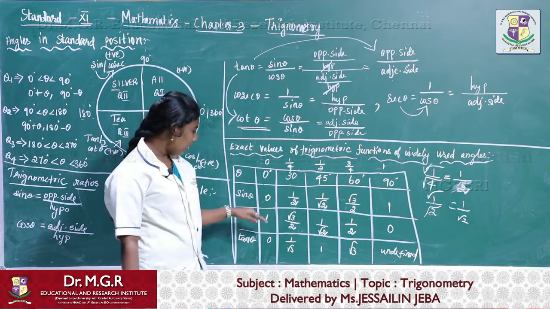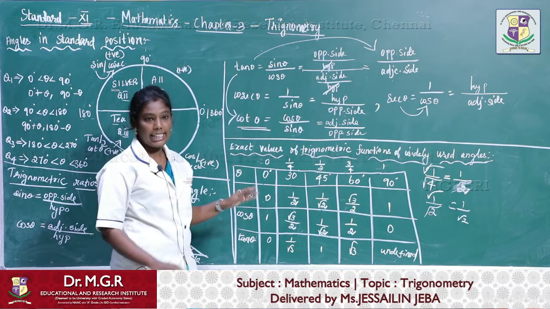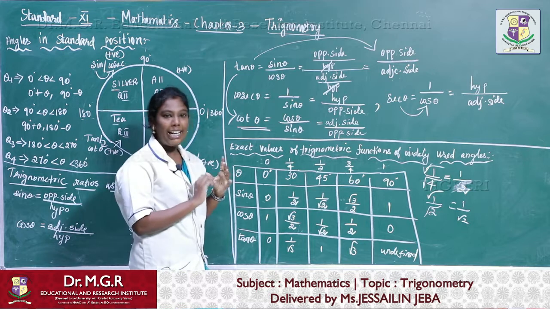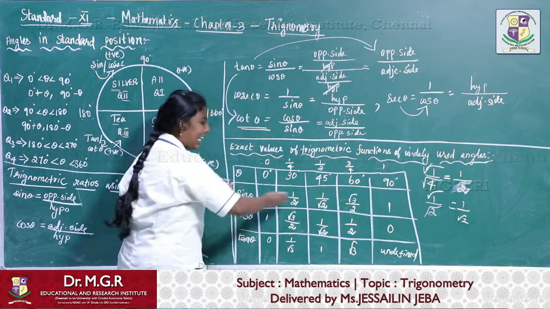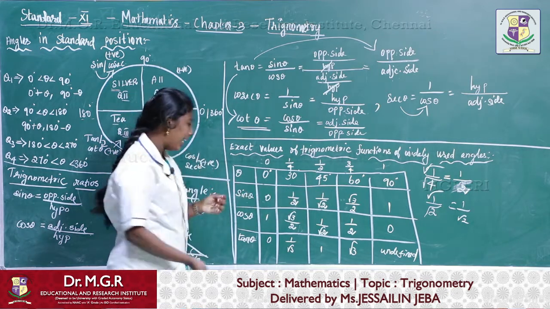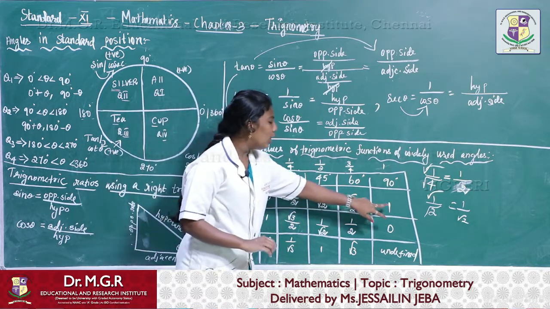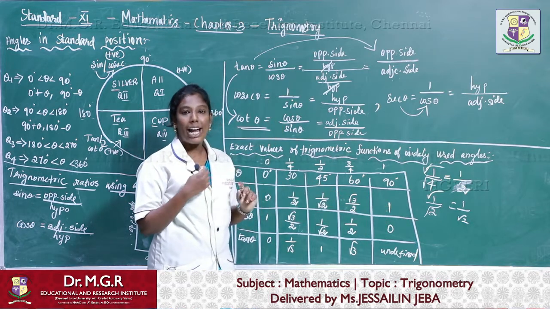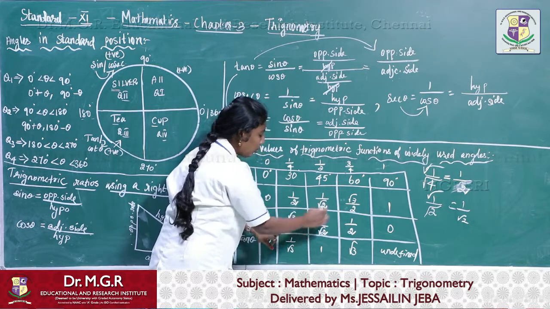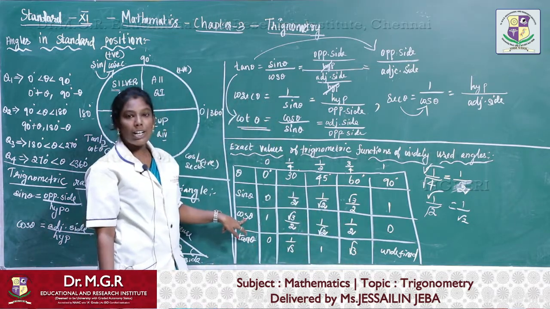Next we are going to find cos theta. We don't have to do anything, because we simply write the reciprocal order of this sine theta, that is, we write the sine theta values in reverse. The values for sine theta are 0, 1 by 2, 1 by root 2, root 3 by 2, 1. Written in reverse: 1, root 3 by 2, 1 by root 2, 1 by 2, 0. So this is the value for cos theta.